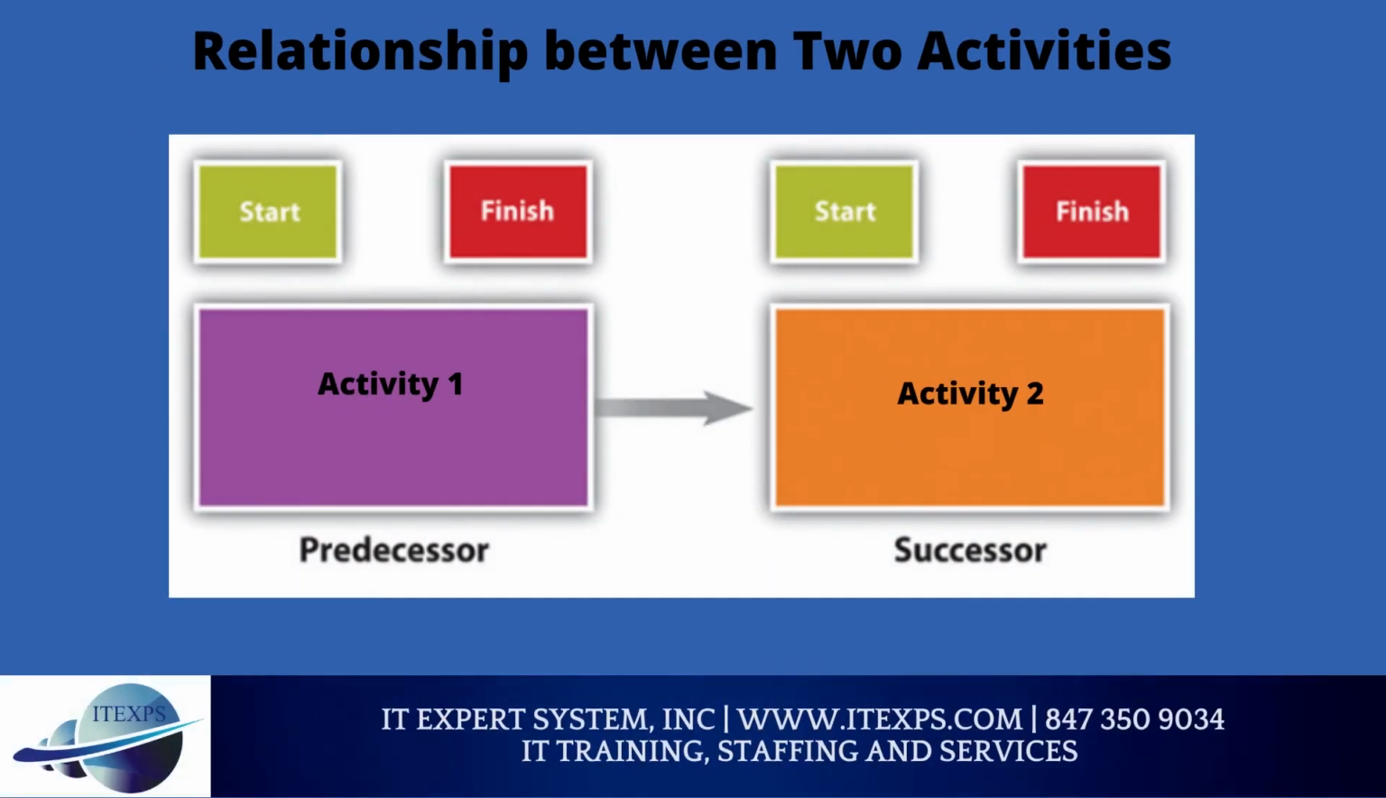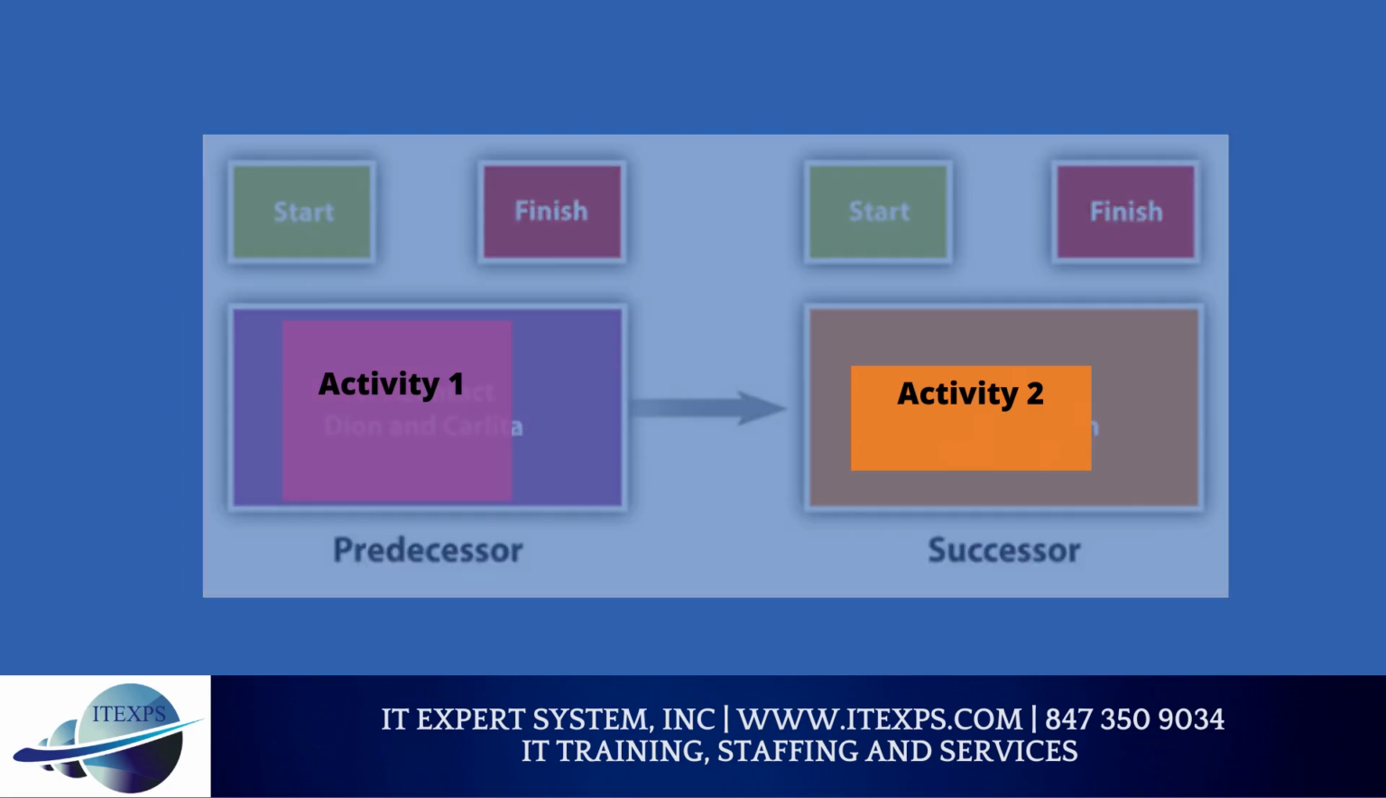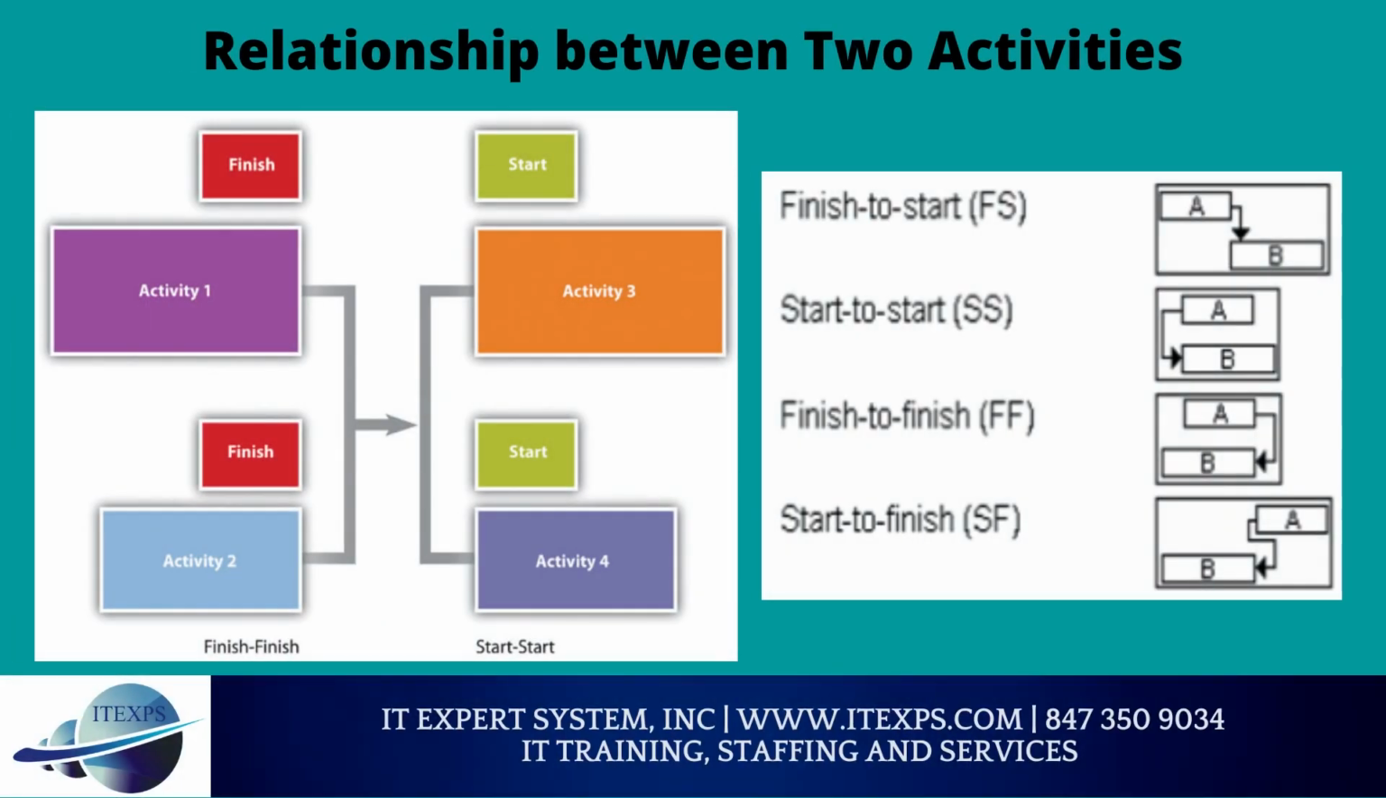Let's discuss the relationship between two activities. 1, predecessor, start and end. 2, successor, start and end. There are 4 activity relationship types. 1, finish to start, this is the most common. 2, start to start. 3, finish to finish. 4, start to finish.